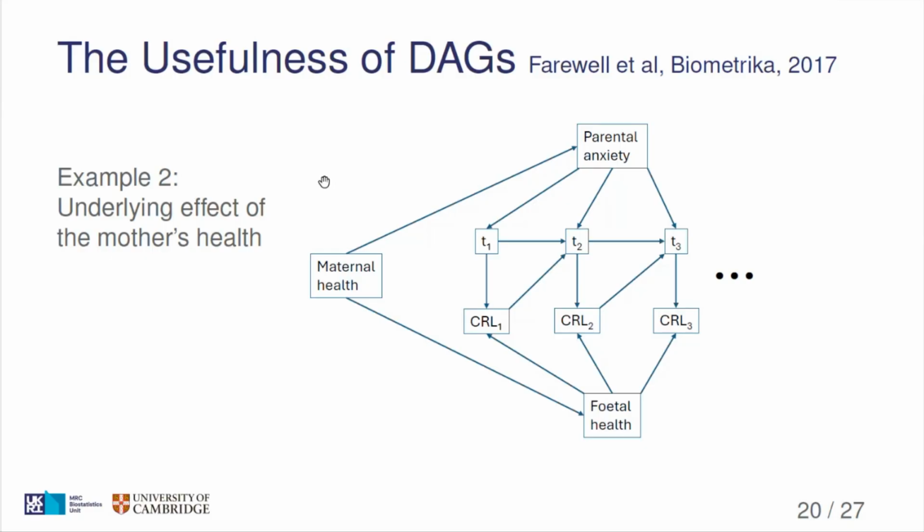However, if we add an element to the DAG, which is the underlying effect of the mother's health, and if that health potentially affects the fetal health, but also potentially affects the parental anxiety, you now have a situation where informative observation is going on because there is this factor, maternal health, which is influencing both the timing of the scans and also the measurements that are observed at those scans.